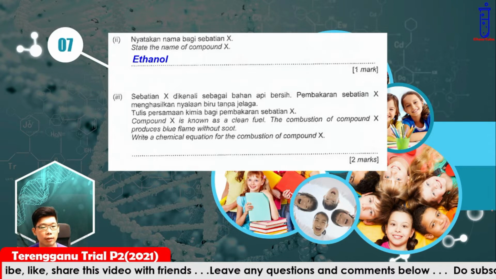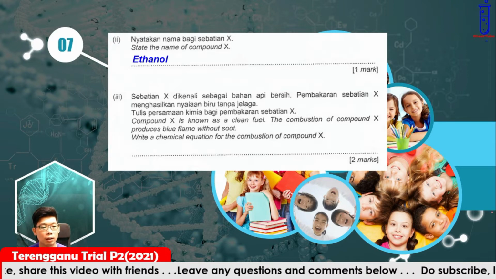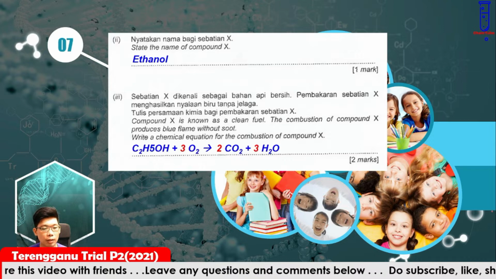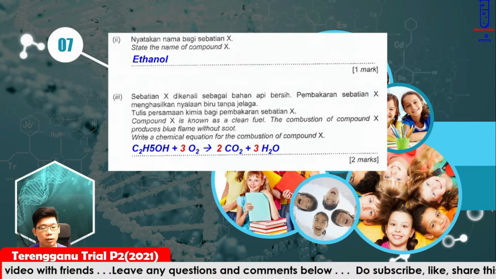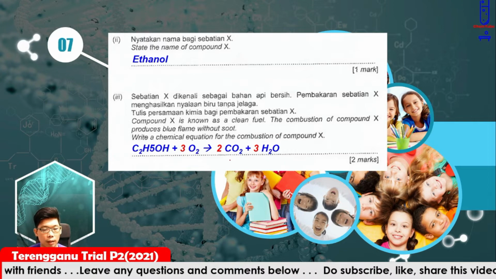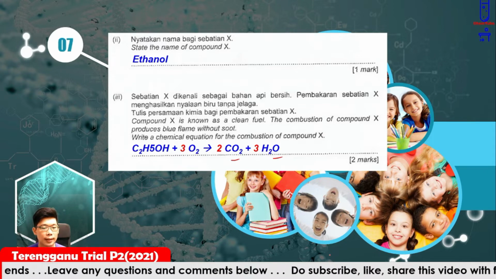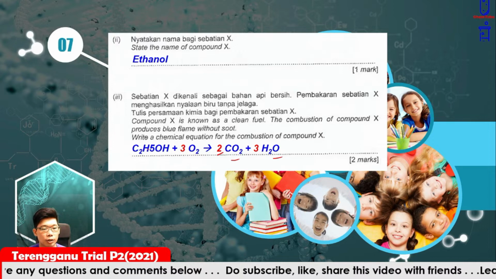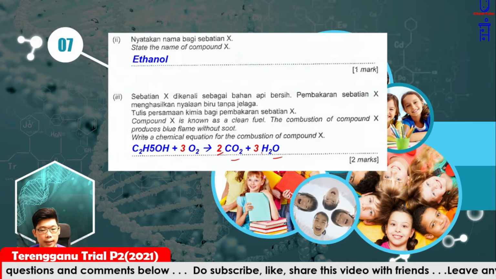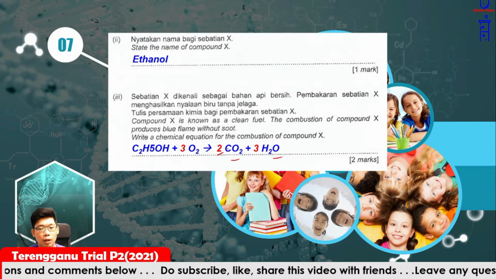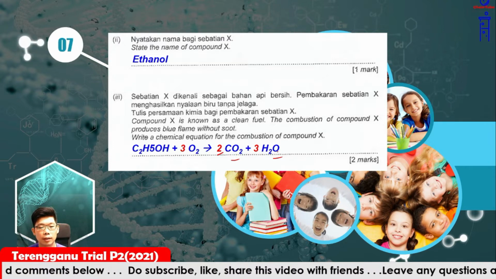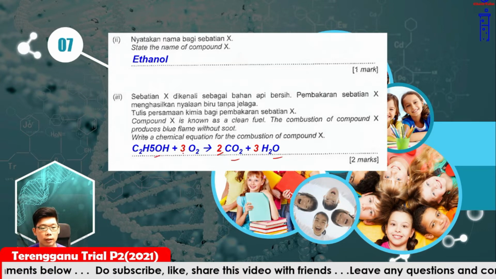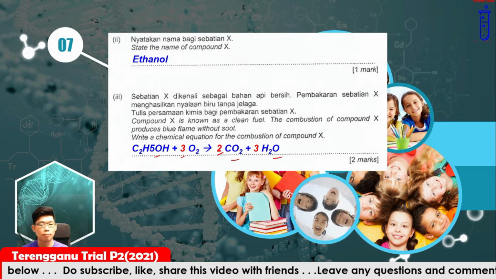The combustion of compound X produces a blue flame without soot. Write the chemical equation for the combustion. So ethanol, C2H5OH plus oxygen produces carbon dioxide and water in combustion. Then we need to balance the equation. Carbon, so 2 carbon dioxide. Hydrogen 5 plus 1 is 6, so 3 times 2 is 6. So oxygen will be 4 plus 3 is 7, so here 1, so 3 times 2 is 6, so times 3.